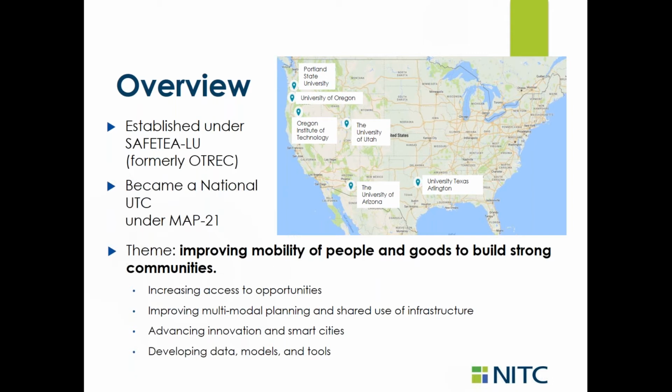And through this consortium of university partners, we are one of 32 UTCs designated by the U.S. Department of Transportation. And the goal of our center is to promote research, education, and technology transfer that relates to our theme of improving mobility of people and goods to build strong communities. And underneath these fit in line with the USDOT strategic goals, and these include increasing access to opportunities, improving multimodal planning and shared use of infrastructure, advancing innovation and smart cities, as well as developing data models and tools.